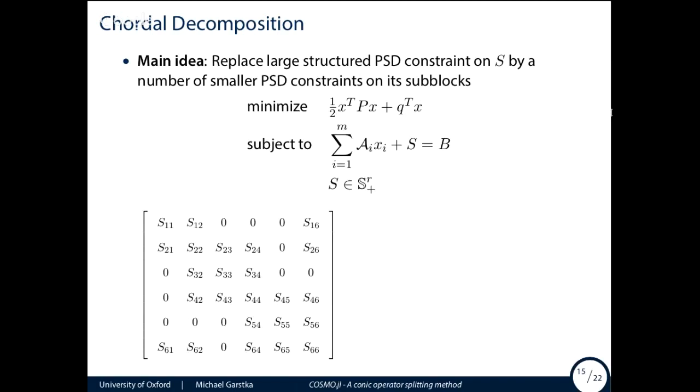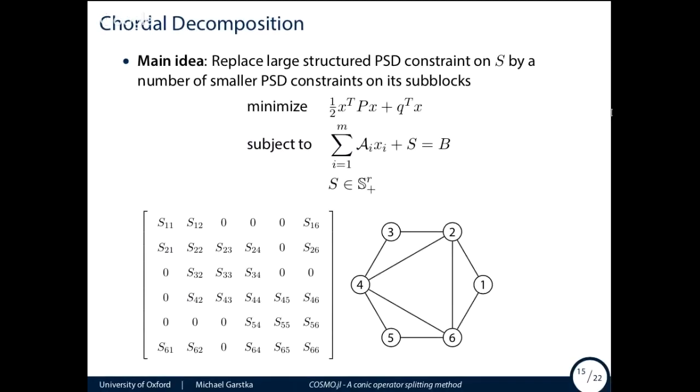So you can derive a graph based on the sparsity pattern, where you just put an edge between vertices that have a non-zero element in the matrix. And then you try to find the complete subgraphs in this graph. So complete subgraphs are graphs where all the vertices are connected to each other. So one example would be 1, 2, 6, another 1, 2, 3, and 4, and then 4, 5, and 6. And that gives you essentially the subblocks of that matrix.